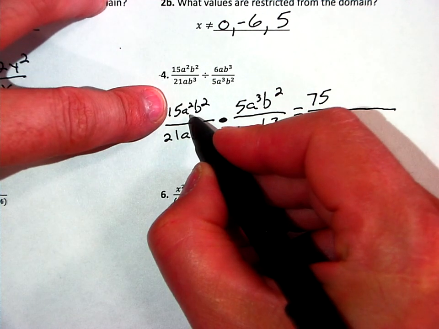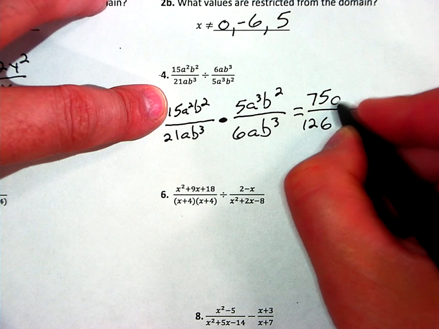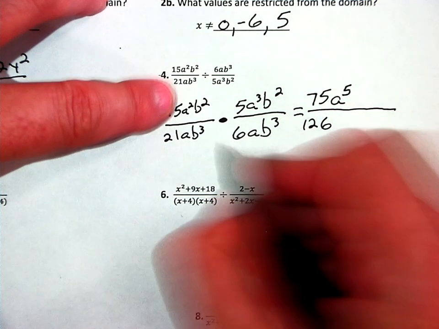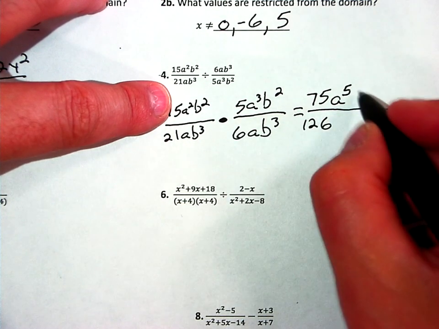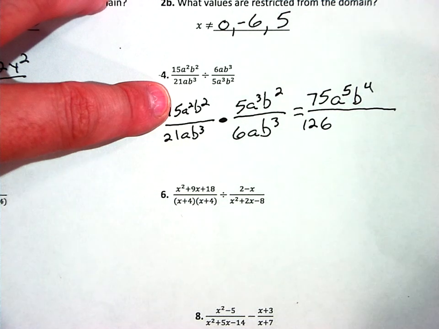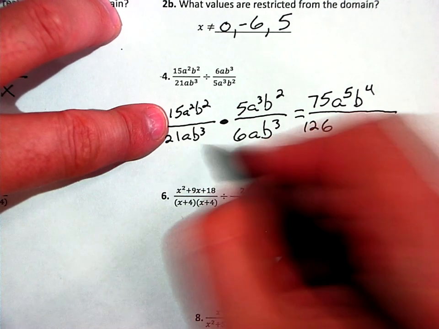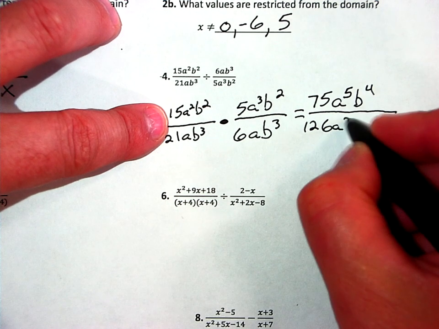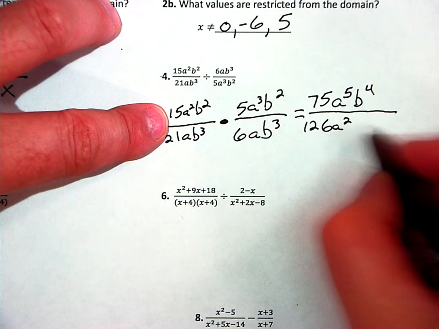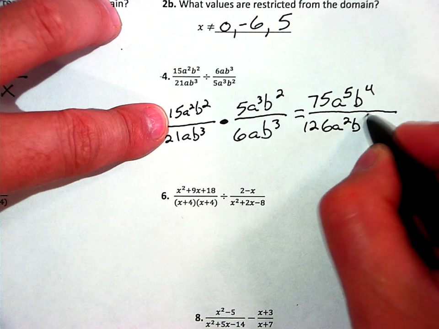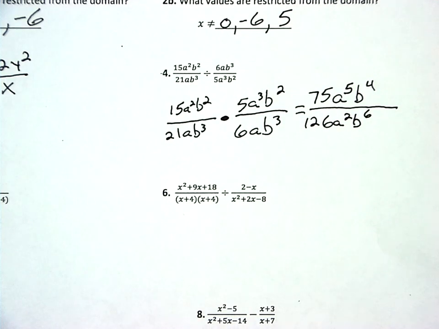A squared times a cubed is a to the 5th. B squared times b squared is b to the 4th. That's the top of our fraction. The bottom, a times a is a squared. B cubed times b cubed is b to the 6th. So if you make it at least that far, I'll give you half credit for that.